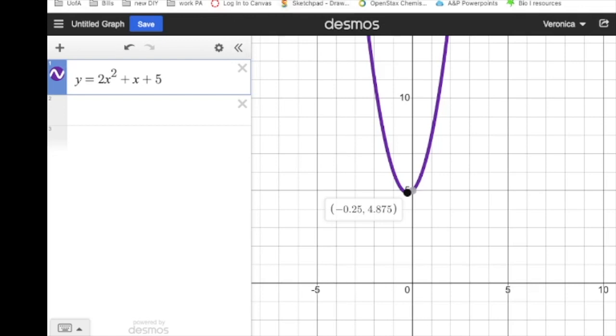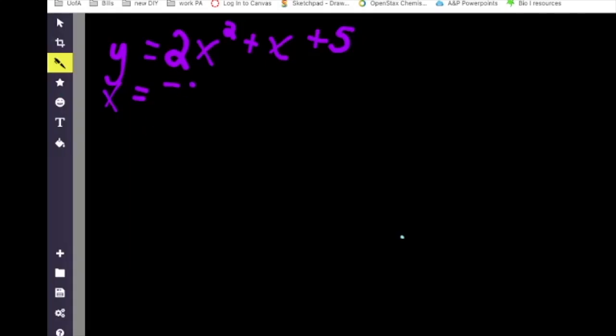Okay, so after we find our vertex, we can solve for the line of symmetry, which is x equals negative b over 2a.